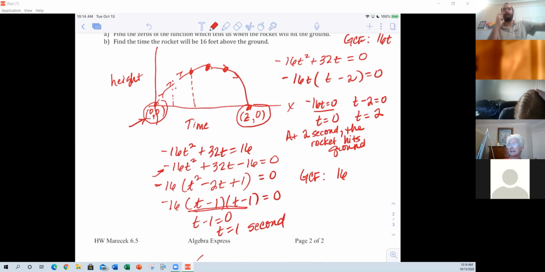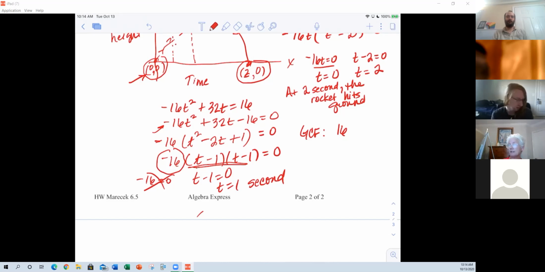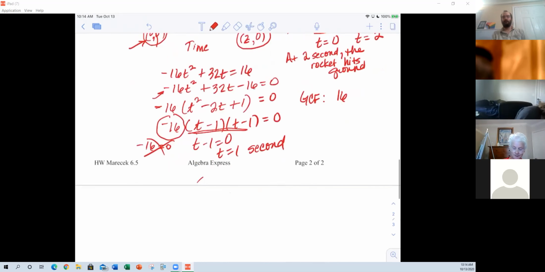Right. So if you see something without a variable, like if you set -16 equal to 0, that makes no sense, right? That's no solution. So you just don't do that. So you don't even write it then. No. Now, if you had a t attached to it, then you would. But if it's just a constant, don't worry about it.